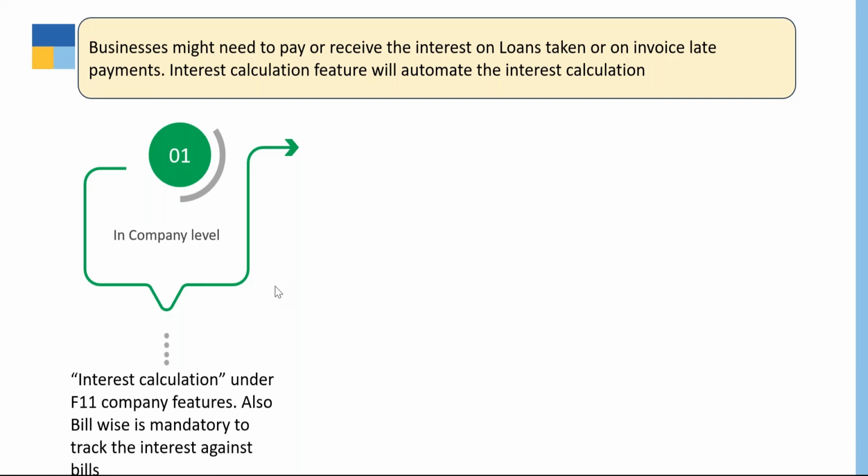In order to configure, first of all, at the company level we need to enable it in the F11 company features. And you can see here I mentioned Billwise is mandatory for this. Why is Billwise linked with interest calculation? Because interest is charged on every invoice. For example, in the first scenario, you want to track the late payments and charge the interest. So there should be some tracking mechanism so that the interest calculation feature will understand which particular bill is overdue and which is not, so that it will be able to show you the interest. That is the reason Billwise is mandatory for using the interest calculation feature.